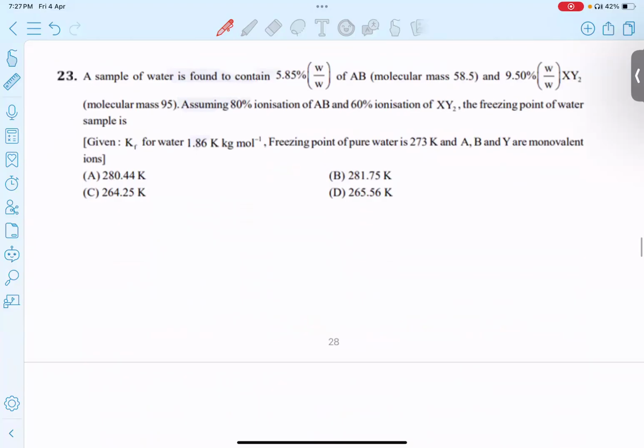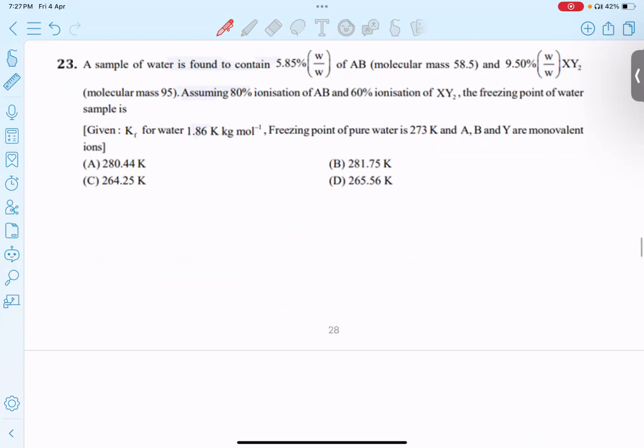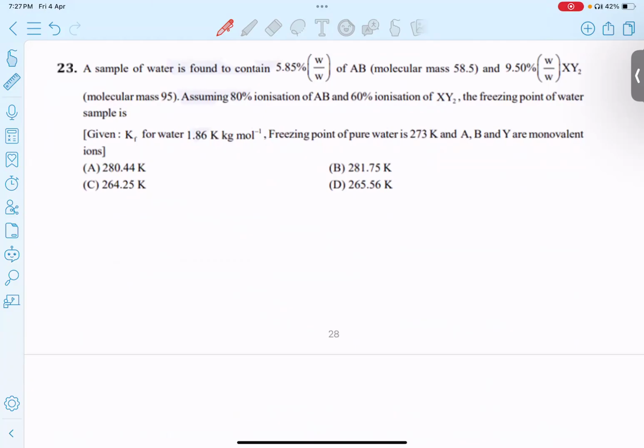Next, question number 23. Here, the problem comes from the solution chapter. The sample of water is found to contain 5.85% AB, whose molecular mass is given, and 9.5% XY2, whose molecular mass is 95. Assuming 80% ionization of AB and 60% ionization of XY2, the freezing point of the water sample is.